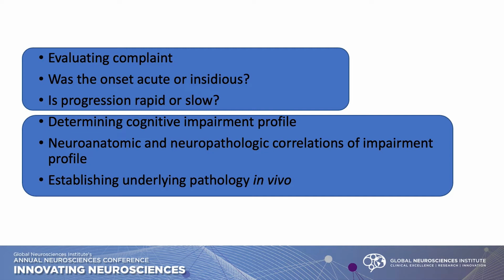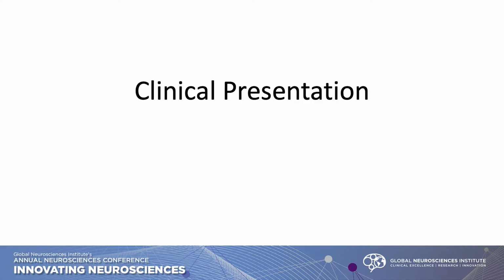When we have that information, we take several more steps to determine the cognitive impairment profile. I will talk a little bit about selective vulnerability and why it is important, and that will guide us to synthesize and use our neuroanatomical and neuropathological knowledge in order to come to the diagnosis. So let's start with the clinical presentation, evaluating the complaint.